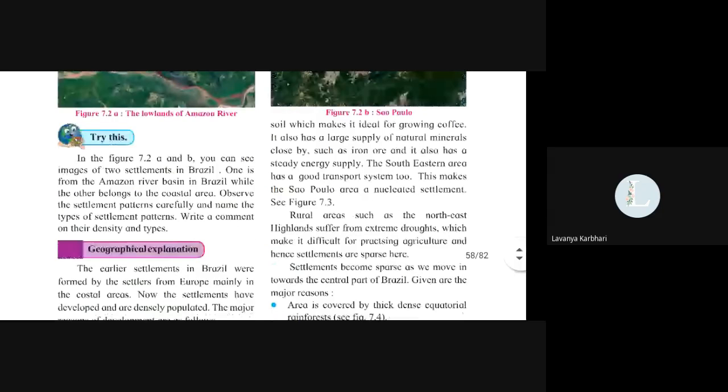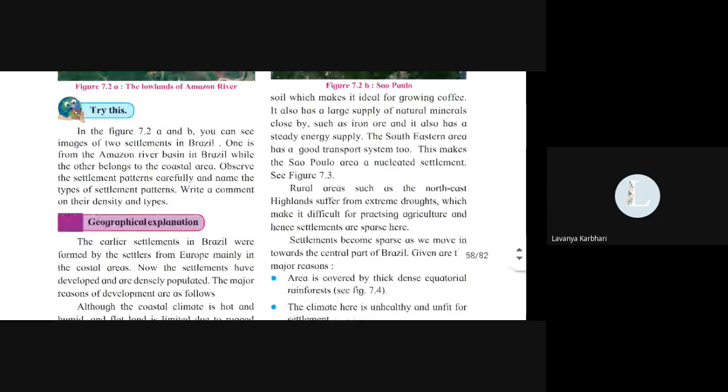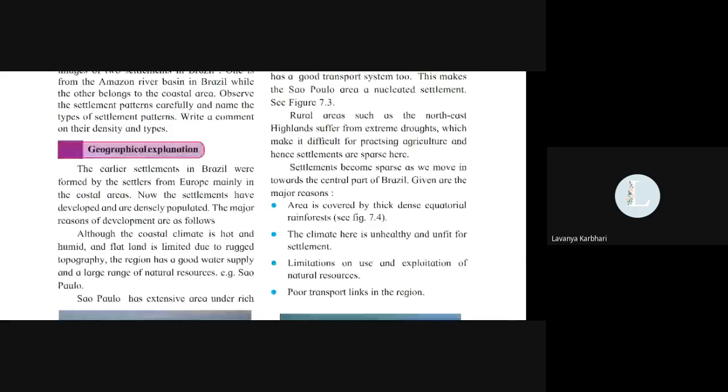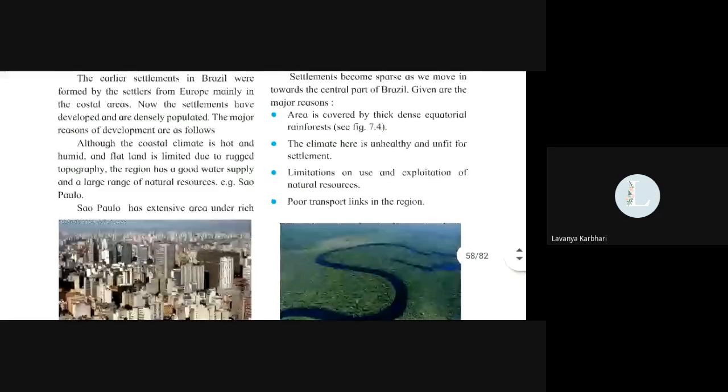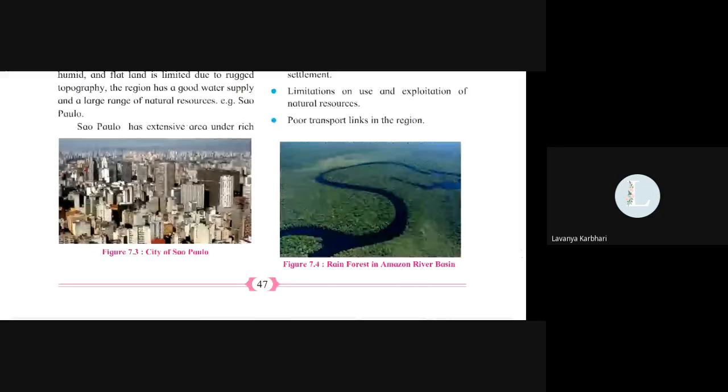Okay, rich soil so that they can grow coffee. Also, large supply of minerals like iron. Okay, there is a steady energy supply. Also, there is a good transportation system. Okay, you have to remember it. Okay, figure 7.3 they have given. Okay, city of Sao Paulo. You can see there, it is too much developed.